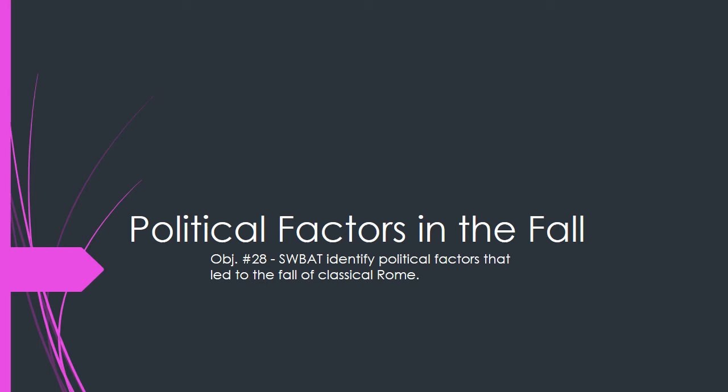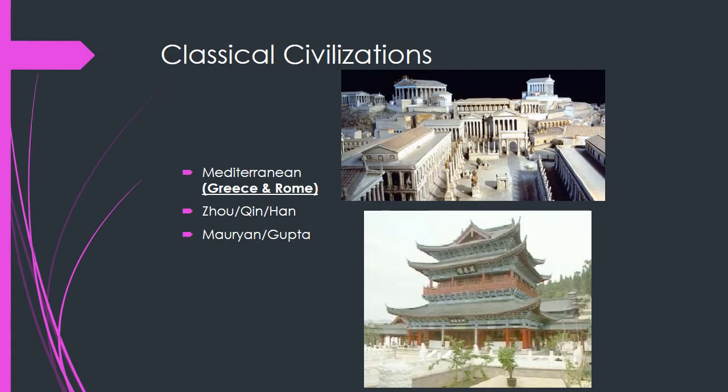Okay, so tonight we're going to discuss political and social factors in the fall of Rome, and all our classical civilizations. So these are objectives 28 and 29. So you can number this sheet, the note-taking sheet, number 29.